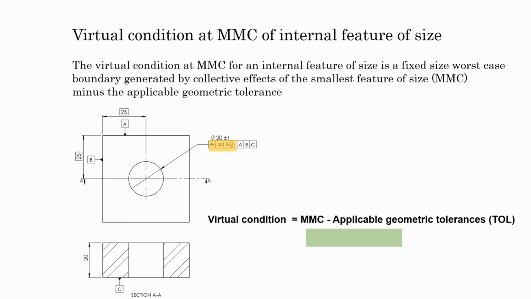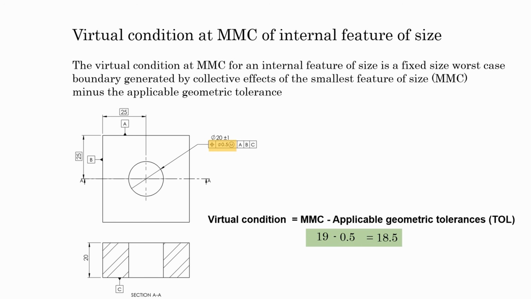So we define the virtual condition instead of the inner boundary. The virtual condition at MMC of this hole would be the MMC of the hole, 19 mm, minus the applicable geometric tolerance, position tolerance 0.5 mm, which is 18.5 mm. And this is a fixed boundary, meaning if the hole size increases, if the hole size goes towards LMC, 21 mm, then by the same amount of increment in size, the bonus tolerance will add up in the position tolerance.